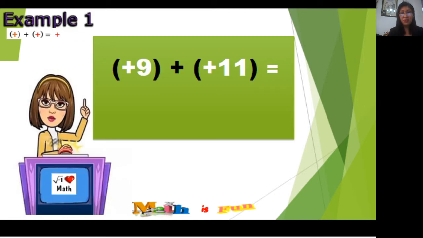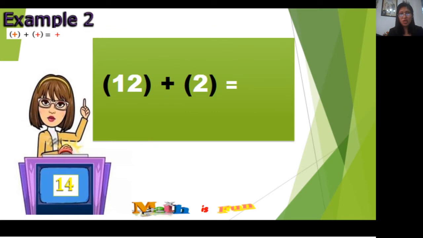Example for rule number 1. Positive 9 plus positive 11. The two integers are both positive, so you have to apply rule number 1. Add the numbers 9 and 11. Then, carry the common sign, positive. So, 9 plus 11 is positive 20.